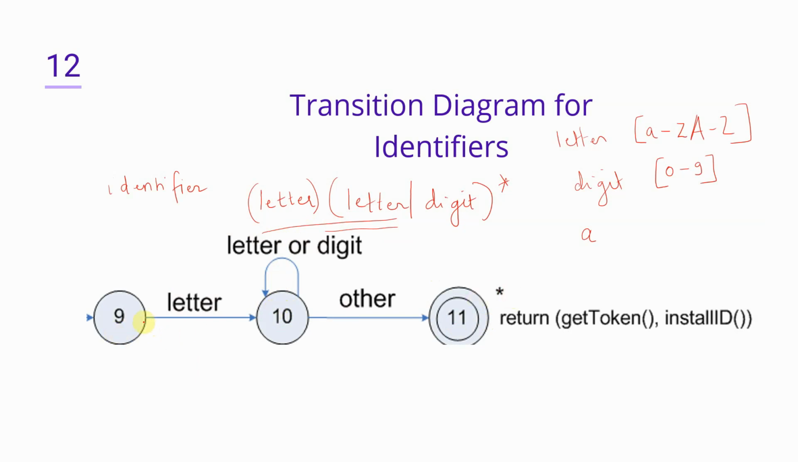I represent the regular expression in the form of this transition diagram, that is letter, so I represent it here. After that I can have either letter or digit. If it is a letter or digit and it matches, then it goes to the final state. And if it is an identifier, this return getToken function and installID corresponds to storing information about that identifier in the symbol table.